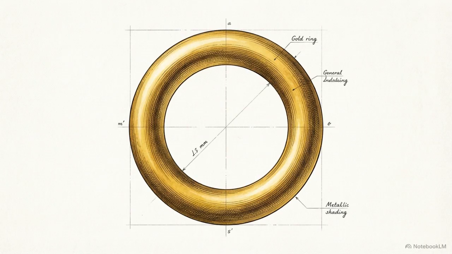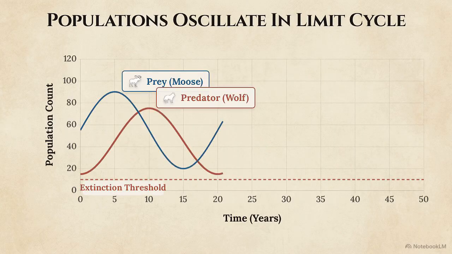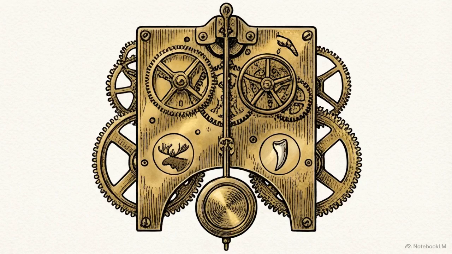This loop is known as a stable limit cycle. In a limit cycle, the populations oscillate continuously within a fixed range, never reaching a flat equilibrium and never dropping to zero. They are trapped in a mathematical engine.